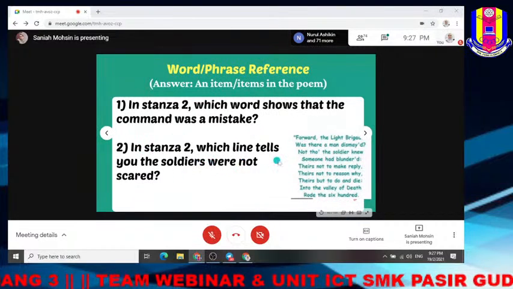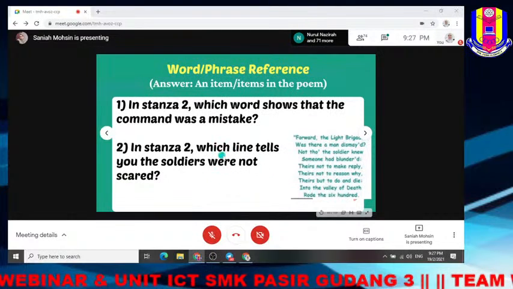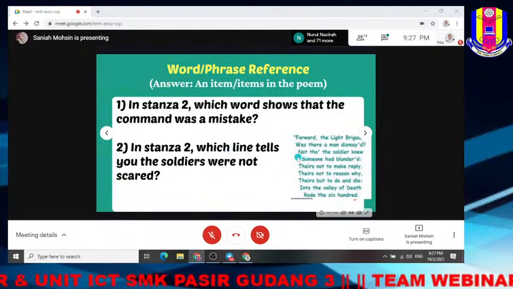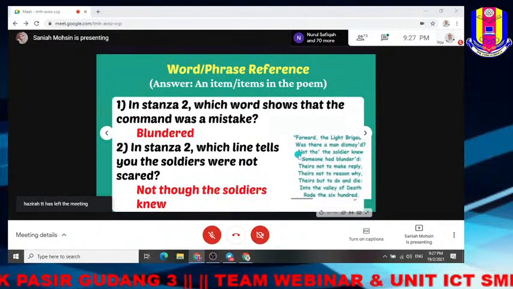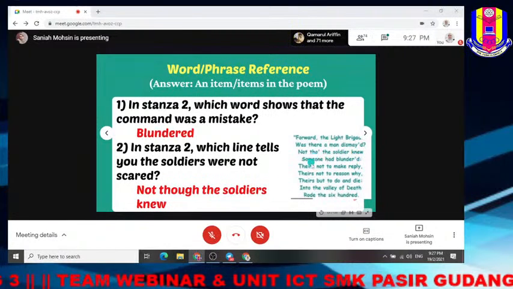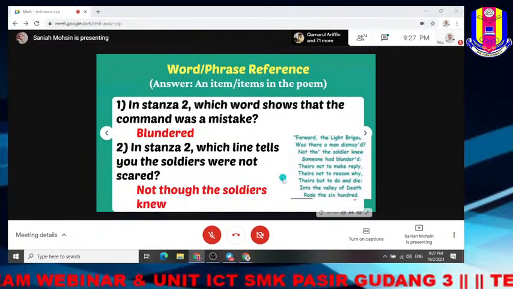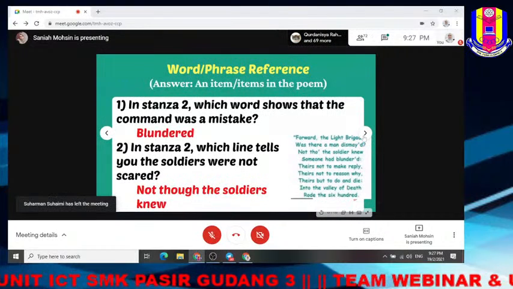In stanza 2, which line tells you the soldiers were not scared? Which line? When they ask for the line, you take the whole line. Okay, maybe you write the whole line, "not though the soldiers knew", or you can say stanza 2 line 3. Okay, no problem, you can do that too.